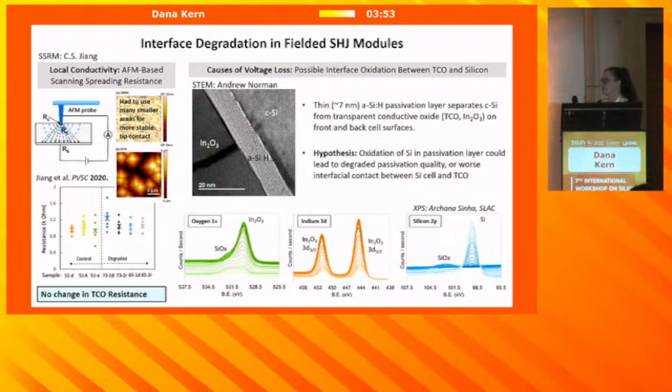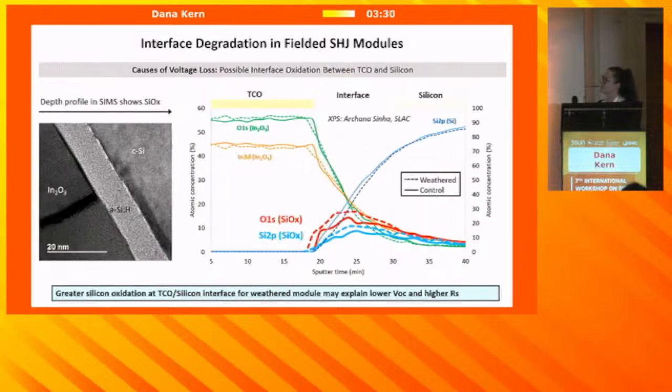So then we look deeper away from the TCO towards the interface layers. This is the indium oxide, the amorphous silicon layer, and the crystalline silicon layer with STEM. That's just a picture of where all the layers are, but we can chemically probe those with XPS with depth profiling to understand the chemical composition. If we integrate these XPS peaks, we can get these gradients of the different materials going into the cell, and we see that there may be a growth of a silicon oxide layer with aging.